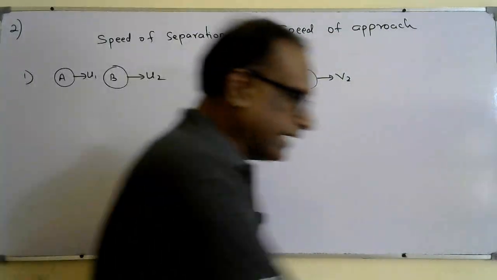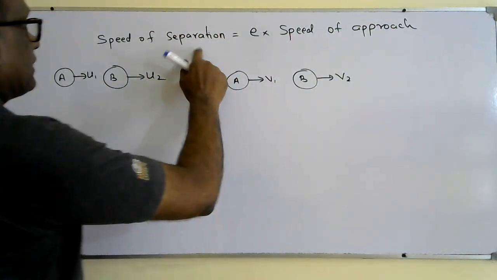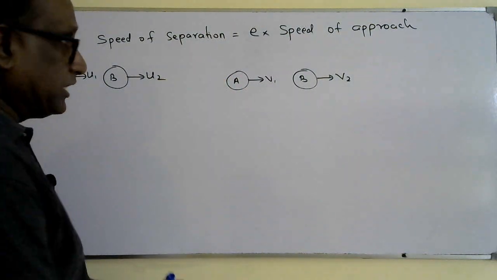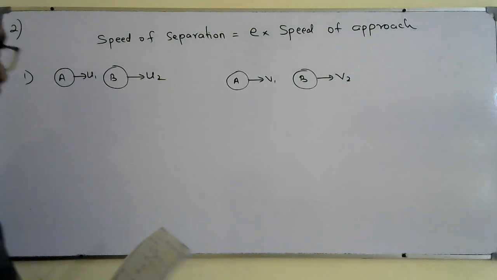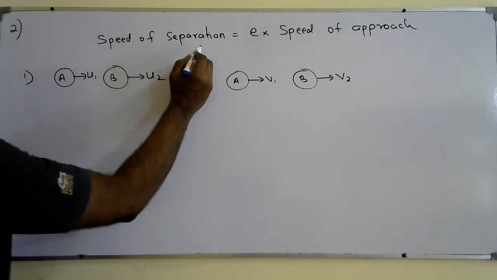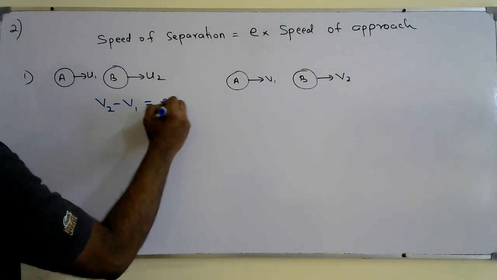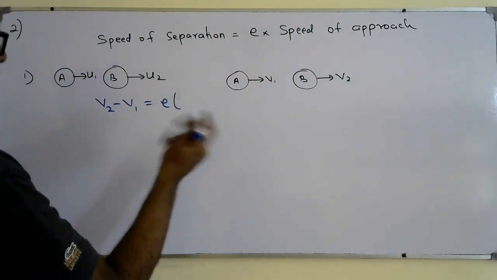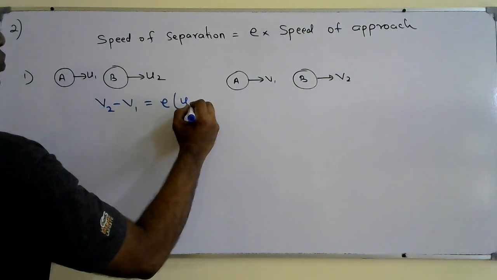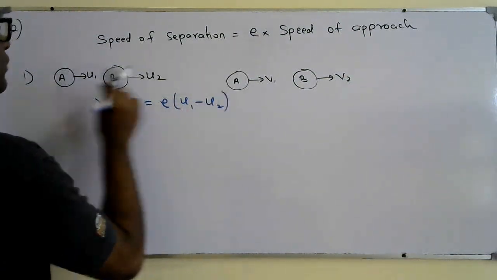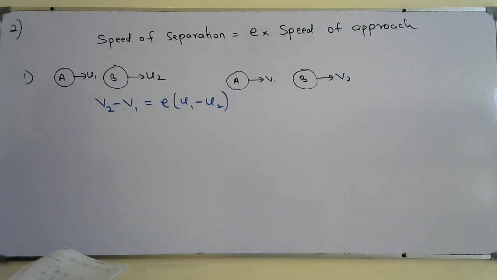So how do we write this equation, Newton's experimental results related to impact? Speed of separation, v2 minus v1, must be equal to E into speed of approach. They are relative, that is u1 minus u2. u1 must be greater than u2.